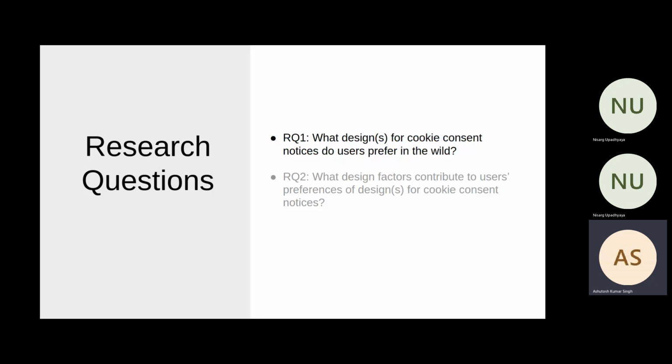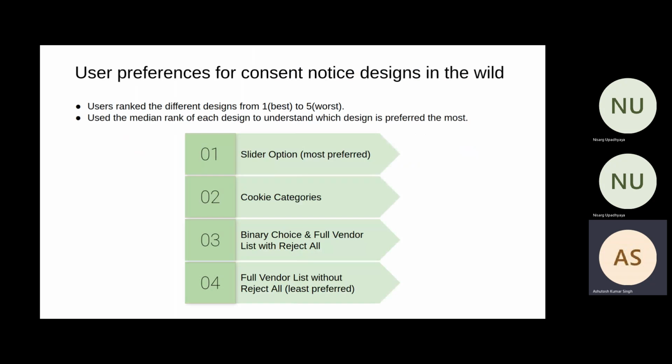Let us look into the first research question, which is identifying the user preferences for the 5 consent notices selected for the study. We asked the users to assign each of the consent notices a rank from 1 to 5, with 1 being the best and 5 being the worst. Using these rankings, we calculated the median rank of each design. To further verify the ordering, we used the Mann-Whitney U-test to assess whether there is a statistically significant difference in the ranks assigned to each pair of designs.